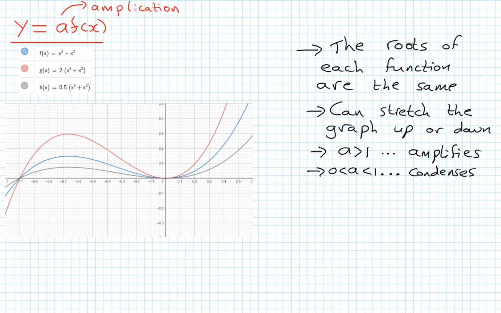So the very last thing we're going to look at is what happens when we have a f of x. So let's say we're multiplying the function by a constant or a certain number. Well, what we see is that the roots of each function are still the same. So we have f of x, g of x, and h of x. So we just have the original function, and then we have the function multiplied by 2 and the function halved. And they all have the same roots here and here.